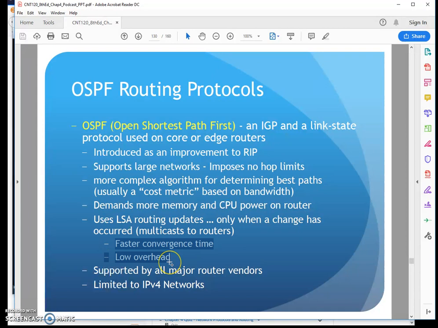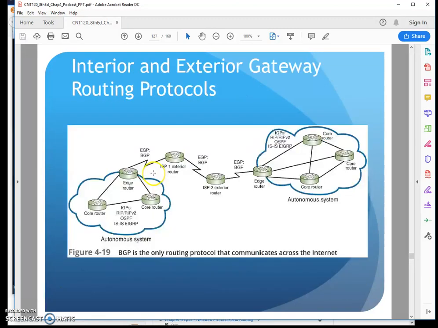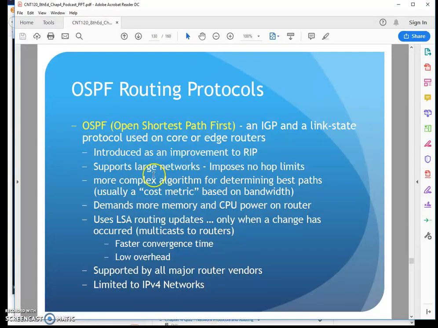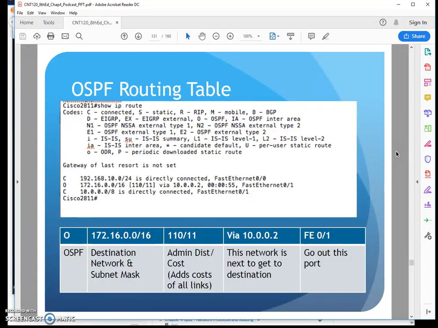A lot faster convergence time than your distance vector RIP. All major router vendors support this, but it is limited to IPv4 networks. But a lot of places do use this. In our second level networking class, we use RIP for like the first lab, and from there on out we use OSPF because it is very common. A lot of places use that.